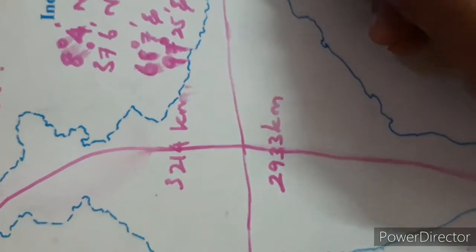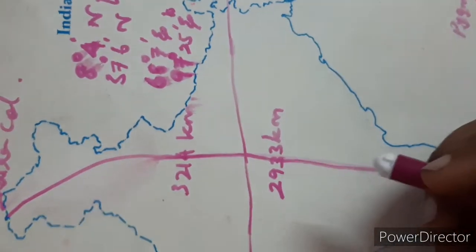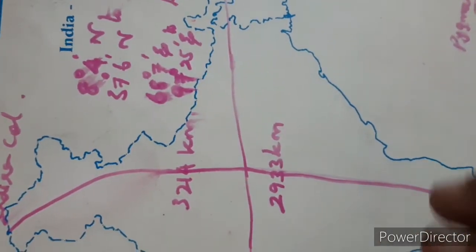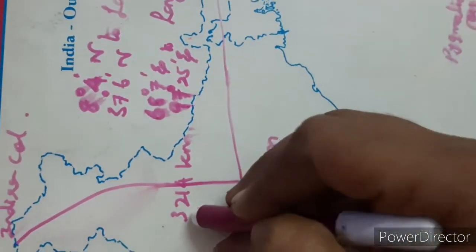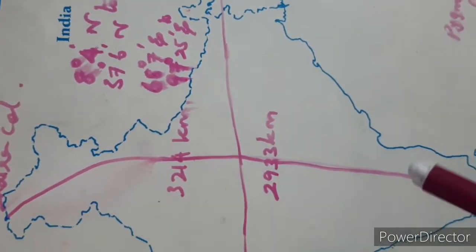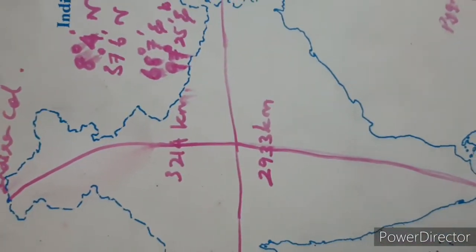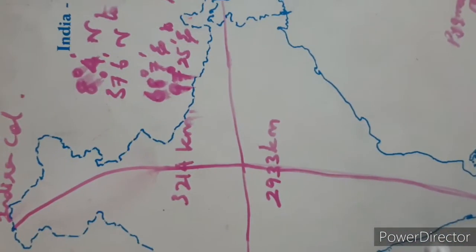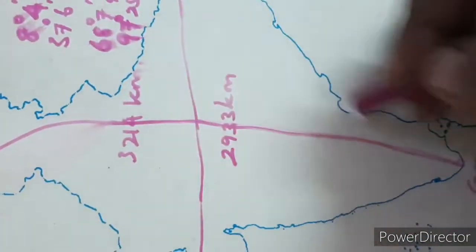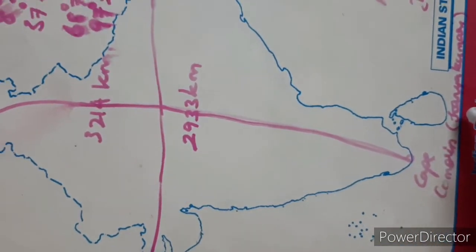Tropic of Cancer lies east to west. That line divides India into two halves: the above one we call North India, and the below one we call South India. And also, the southernmost point of the Indian landmass, I said, is Cape Comorin or Kanyakumari, isn't it?